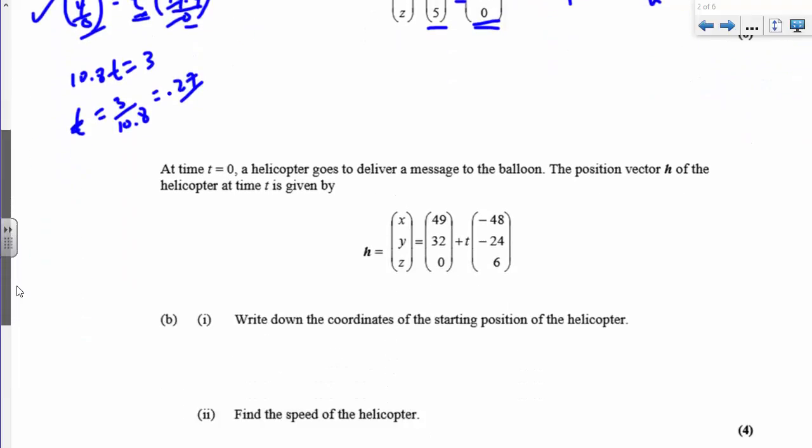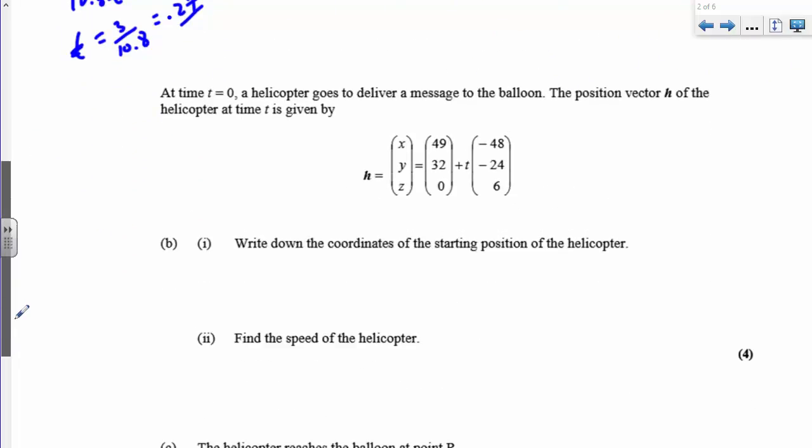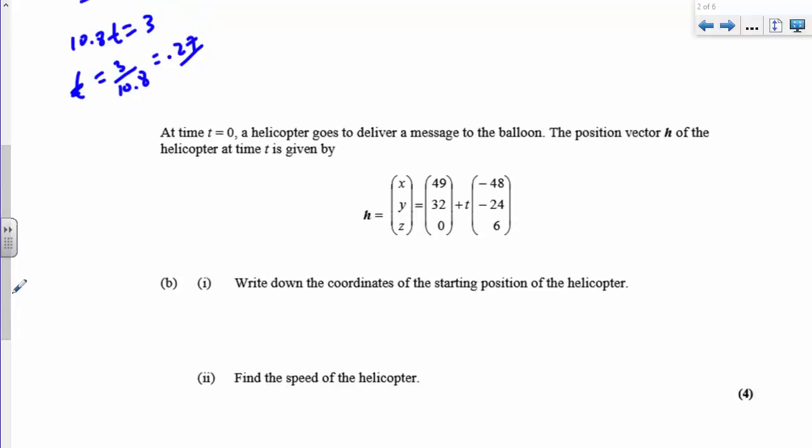Okay, interesting question. Now at time 0, a helicopter goes to deliver a message to this balloon that's up in the air. The position vector h of the helicopter is given by this, so we have a similar thing as the balloon. Write down the coordinates of the starting position of a helicopter. The starting position of a helicopter is where t is equal to what? 0. That's the starting position.